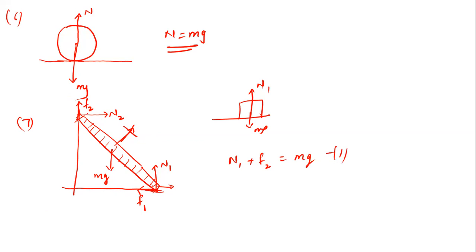See, N1 plus F2 is equal to mg because it's at rest. The next one is N2. If this is the forward direction, N2, this is opposite, minus F1. Is there any other force? No forces. So it is equal to 0. This is my second equation.